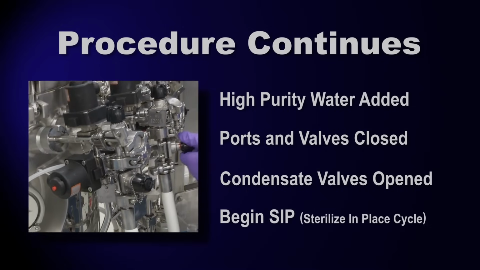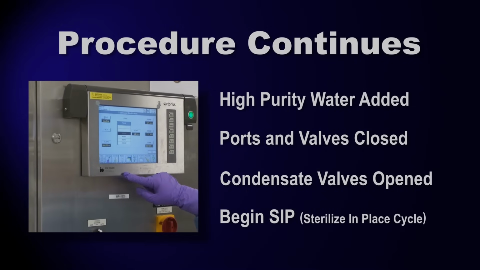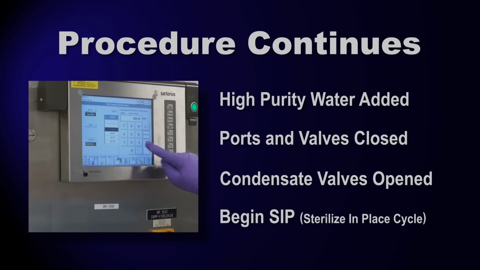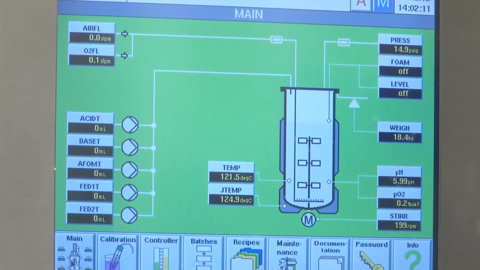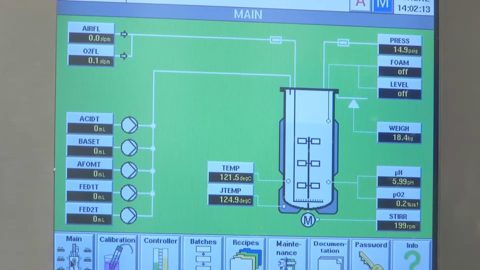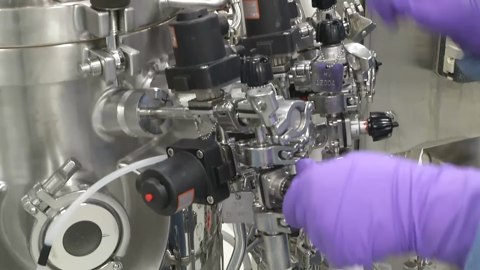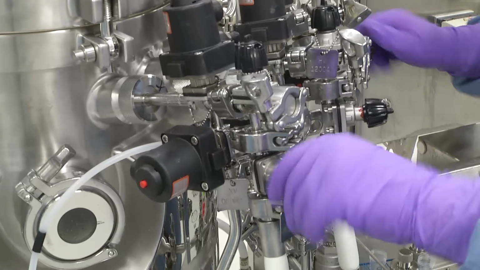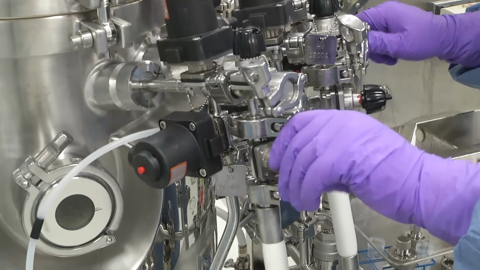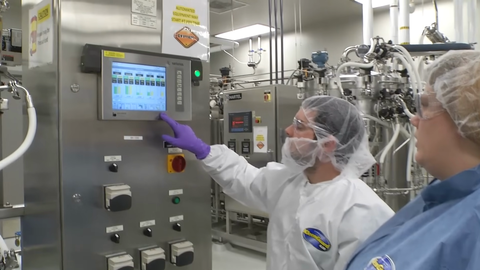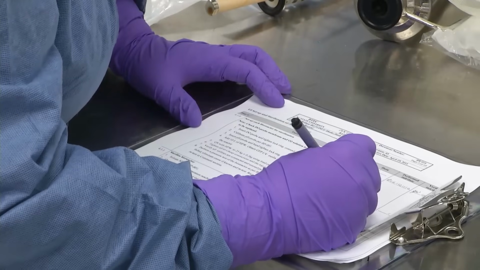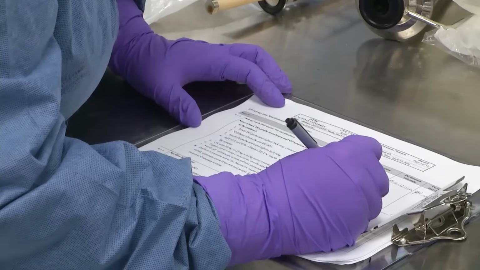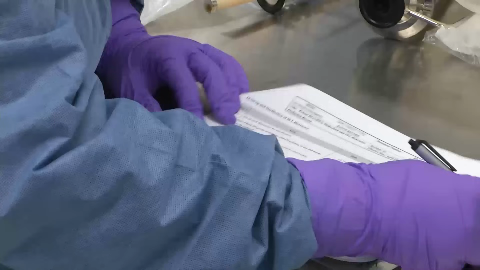And the bioreactor begins an SIP, sterilize-in-place cycle. The target for sterilization is 121 degrees Celsius for 30 minutes. As soon as the temperature climbs to the targeted temperature, the condensate valves are closed, and the SIP cycle completes automatically.